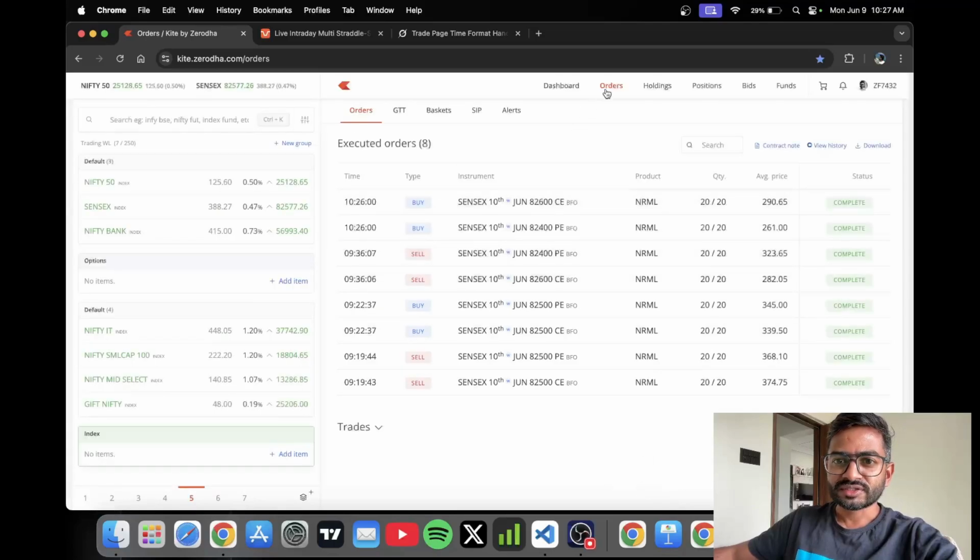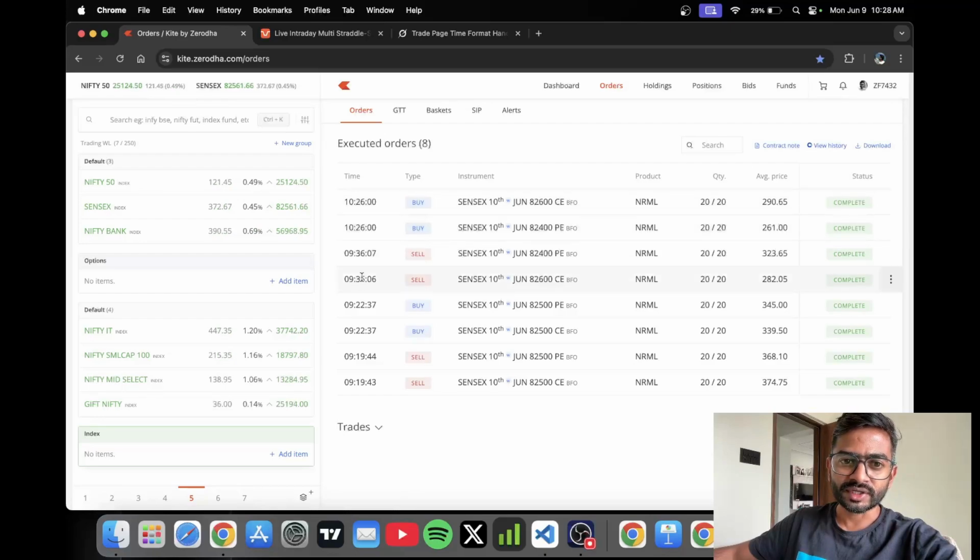Now here's the interesting part, right? This is only for one lot, so you can scale up to anything. You can do it for 10 lots, 20, 30, 50, anything, right? The execution is something which is very important and effective, and here you have already seen that. We were doing it live, and the target hit, and we exited all the positions.